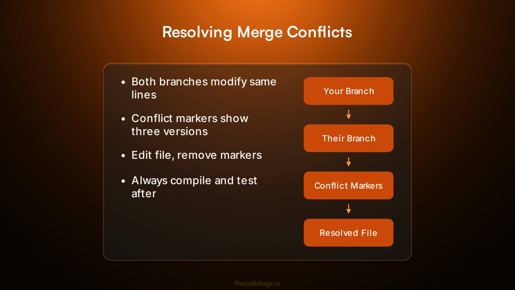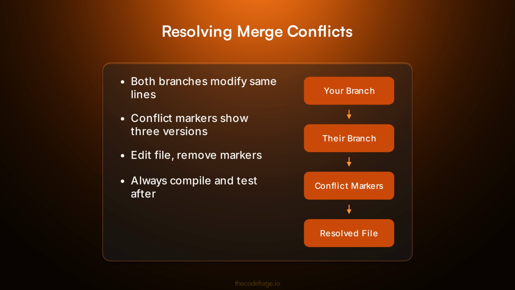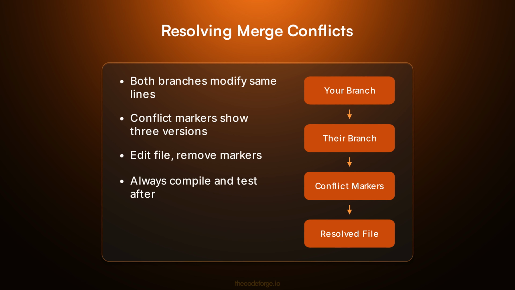Merge conflicts happen when both branches change the same lines. Git marks the file with conflict markers showing your version, the incoming version, and the common ancestor. Your job is to edit the file to produce the correct result, removing the markers. Always compile and test after resolving. Conflict resolution is a common source of bugs.